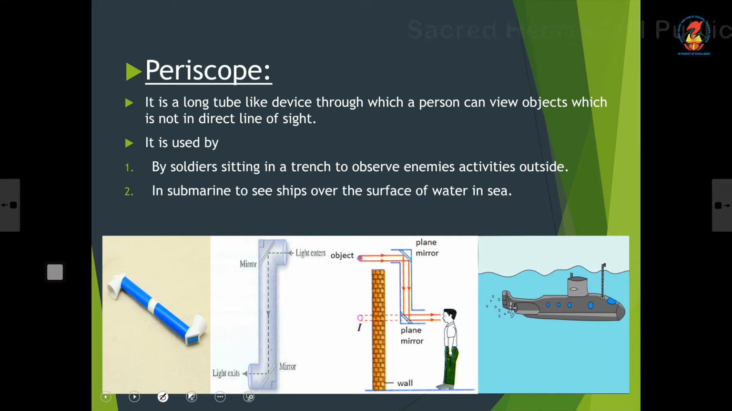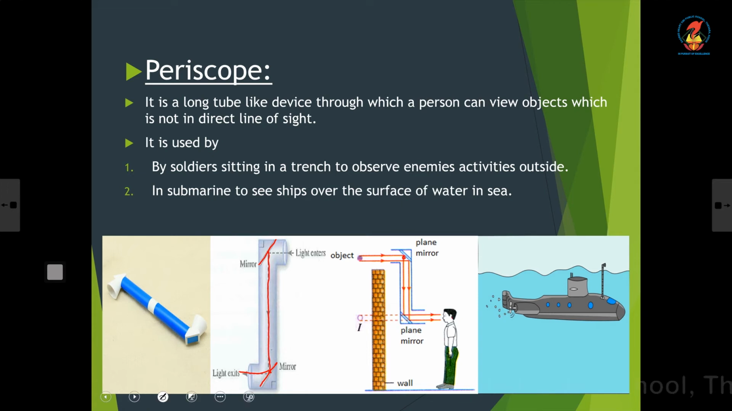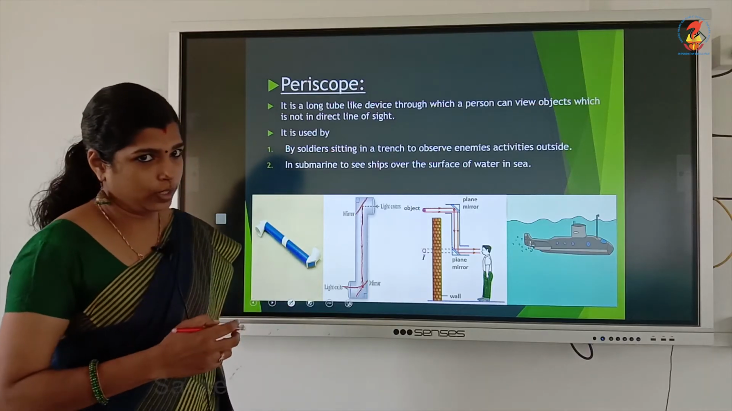Here it consists of two mirrors. This is the first mirror, this one is the second mirror. They are inclined at an angle of 45 degrees. The light enters, changes direction, falls on the second surface, and changes direction again. Suppose this one is the object, its image will be formed here, then again its image will be formed here and we will be able to see that object.